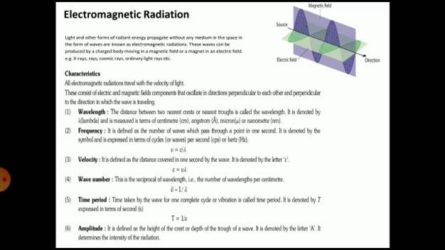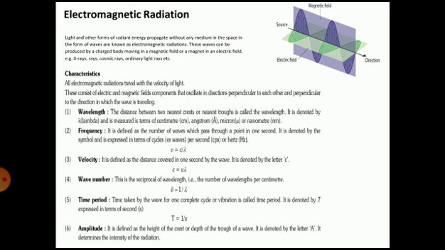Next one. What are the characteristics of electromagnetic radiation? These waves travel with the velocity of light. So we can say that all electromagnetic radiations travel with the velocity of light. They consist of electric and magnetic field components that oscillate in directions perpendicular to each other and perpendicular to the direction in which the wave is traveling. So there are some points we have to understand. The first one is what?